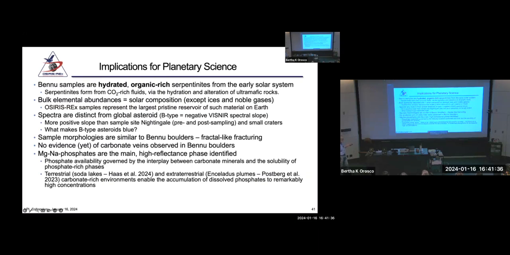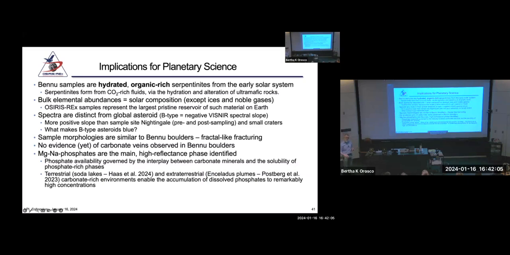There was just last week a paper that came out in Nature Communications looking at phosphate-rich soda lakes on Earth. And of course, we're interested in the Enceladus plume results from Postberg et al. But what this shows us is that there are environments, both terrestrially and extraterrestrially, where you can get high concentrations of dissolved phosphates because of the carbonate-rich fluid grabbing all the calcium and not allowing it to bond with the phosphate.